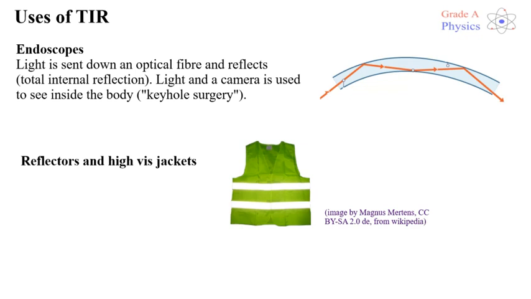You may be asked for uses of TIR. There are lots of uses. The main one would be optical fibers, and also endoscopes used in keyhole surgery or laparoscopy. Light beams are sent down an optical fiber inside the body, and then the reflected light is carried back up and operations can be done without cutting somebody open, so lots of benefits there. In a more simplistic way, a lot of reflectors and high-vis jackets reflect the light directly back to the source of the light, so it might be the driver of a car, so the headlights are reflected directly back, and they're very, very effective as reflectors.